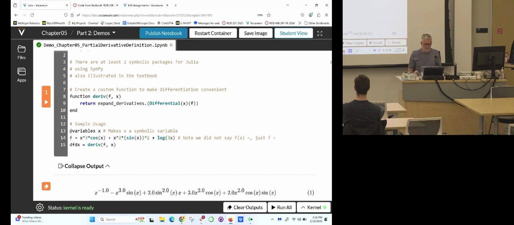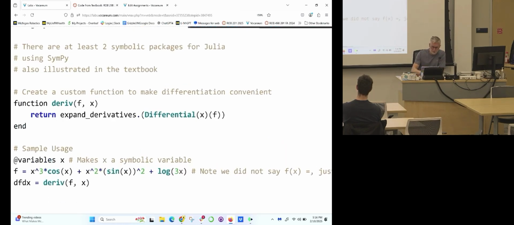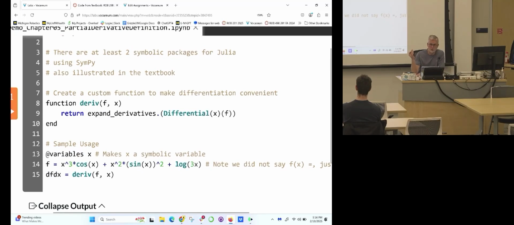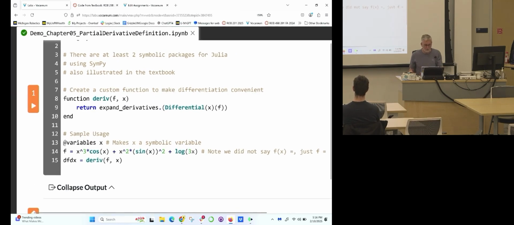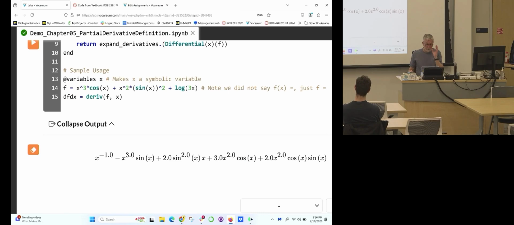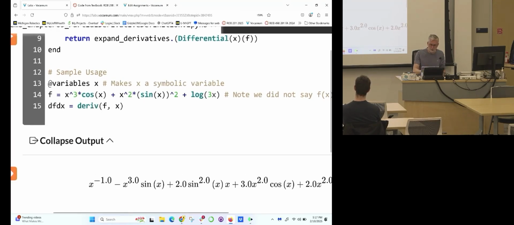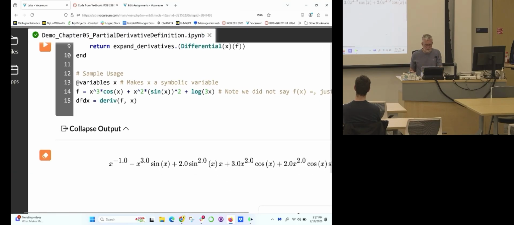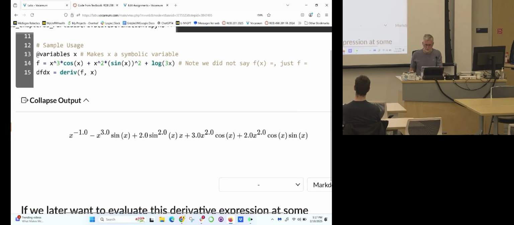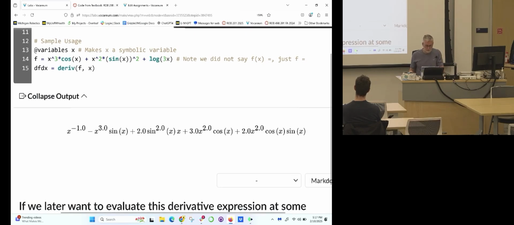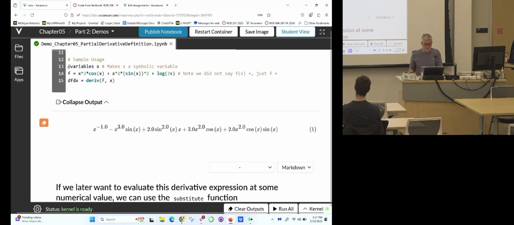The calling of it is kind of awkward when you've got to say differential of x of f, like it is on line 9 here. It's a little bit awkward. So what I do is I just create a function. I'm calling this one deriv. If you want to call it diff, feel free, okay? And then since we're using the symbolic toolbox, we create a symbolic variable x, like in line 13. You can create arbitrarily complicated functions and then just start differentiating away. And that's a lot nicer than doing it by hand, okay?